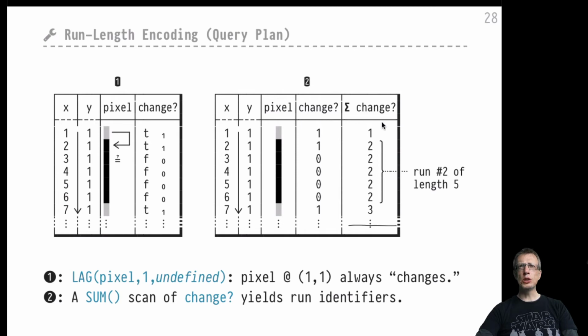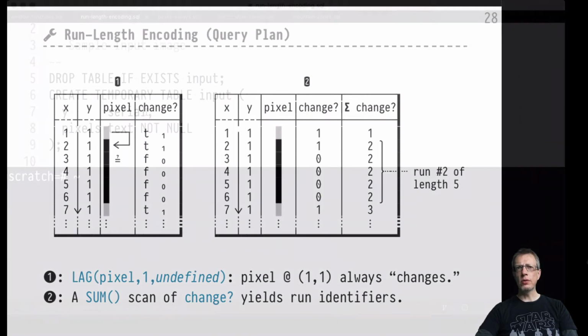This is just a summation of the Boolean interpretation of the change column. Here you see the integer mapping of true to 1 and false to 0. Perform a sum scan and you will end up with run identifiers that correctly identify this run of length 5 of black pixels, for example. All of these have been assigned to run number 2. This is all we need to then derive the final encoding table. I think that's all about the idea. Let's switch over to SQL and see how we can realize that there. All right, so here we go.